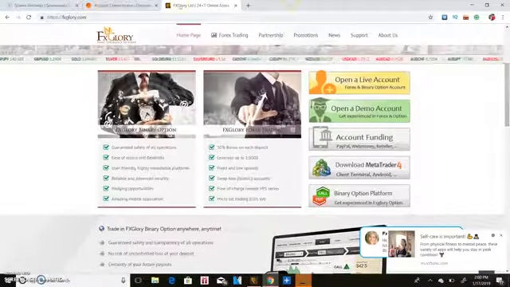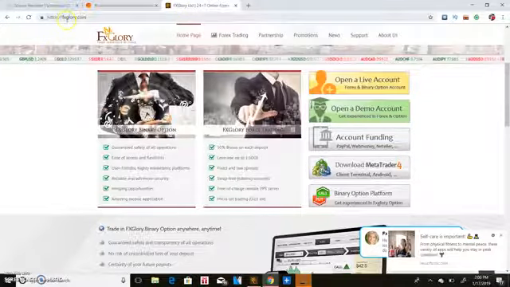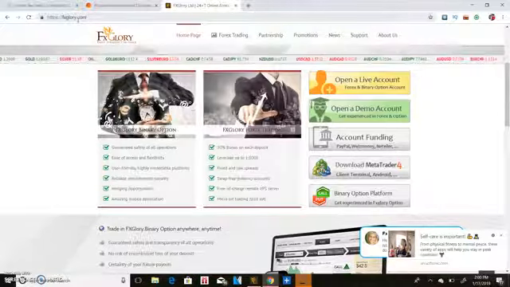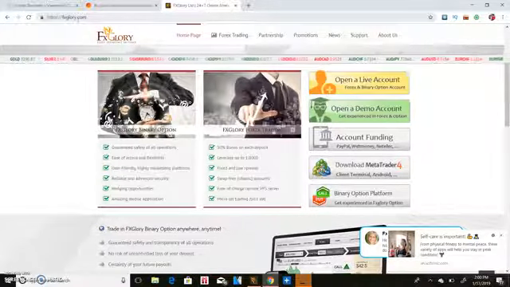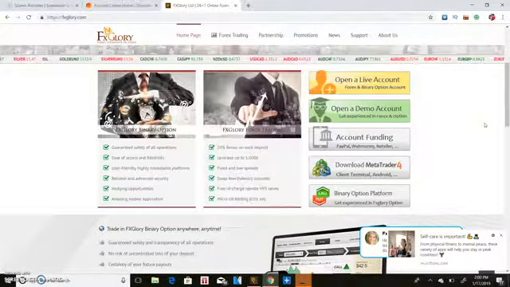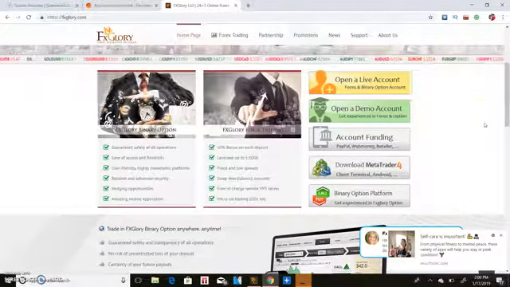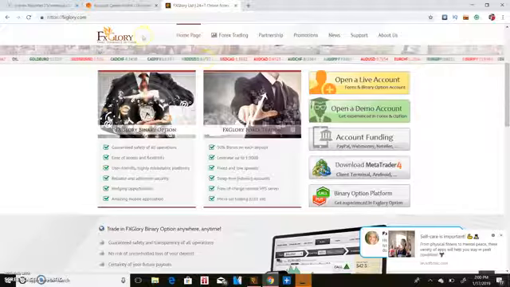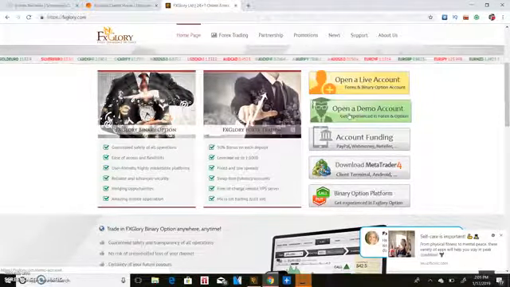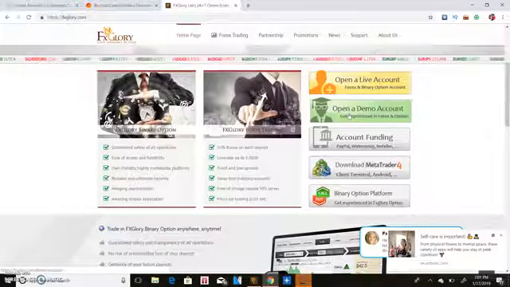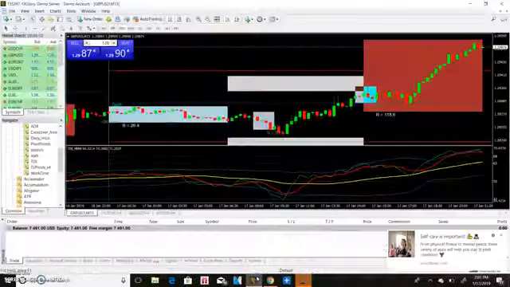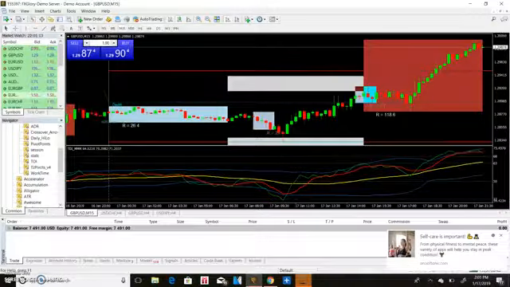So you can go to fxglory.com, and I usually just use FX Glory to trade demo. You could also use Trader's Way to trade demo as well. But when trading live, every now and then I might use FX Glory, but I'll use tradersway.com. Like I said, you can go to FX Glory, click on open a demo account, and download the MetaTrader 4, which is this right here. Okay, this is what's called the MetaTrader 4.